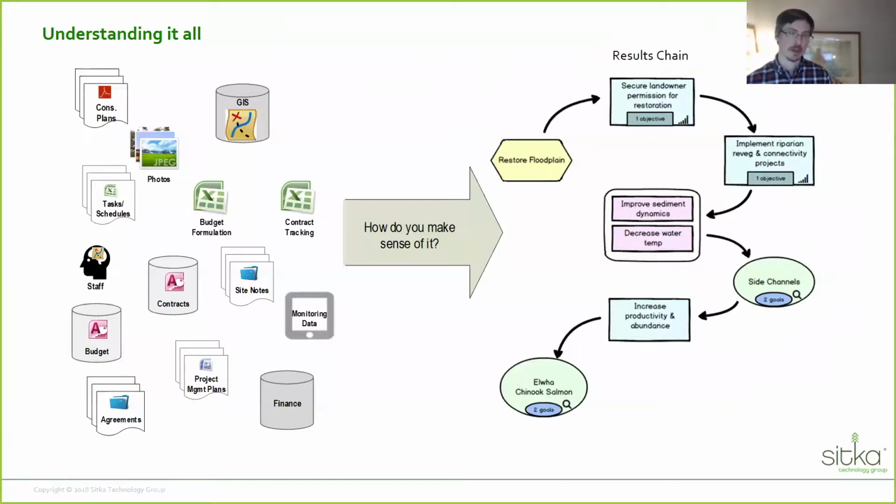So for example, here is the strategy of restoring floodplain. A contributing factor, a result here, is to secure landowner permission for restoration. Implementing riparian re-veg and connectivity projects addresses the threats of sediment dynamics and water temperature. And that results in improved habitat, target of side channels, and ultimately benefiting the Chinook salmon in the population we're targeting.